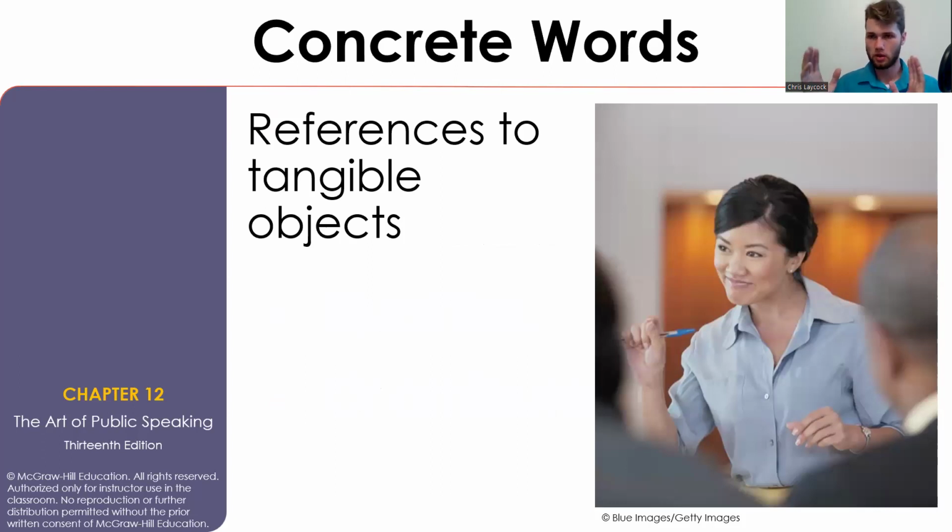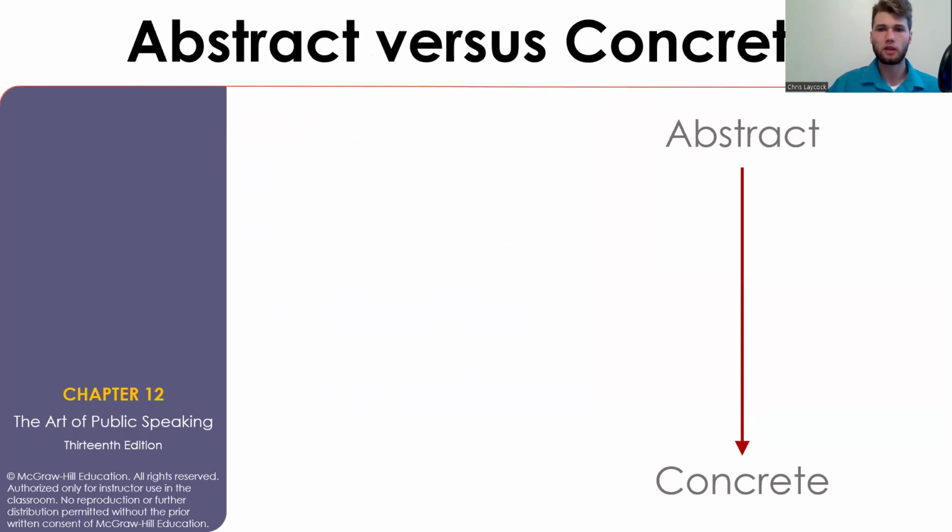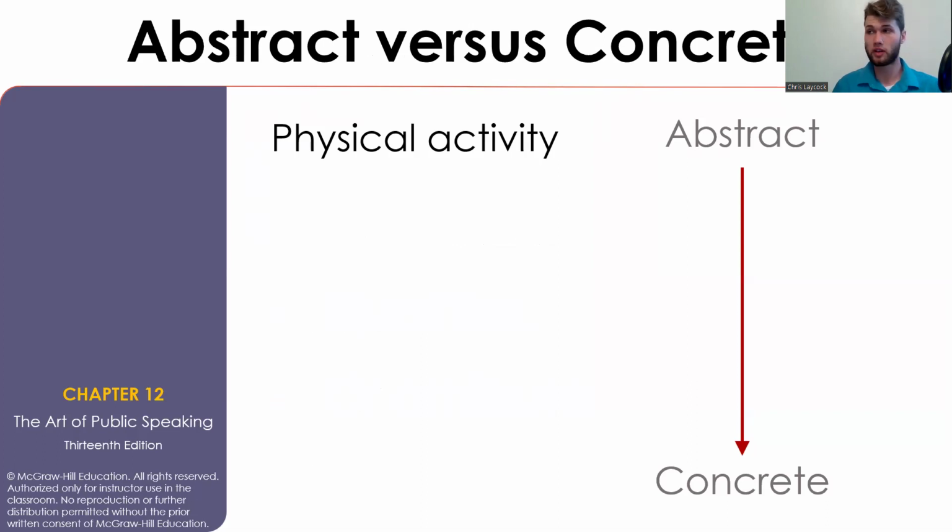Concrete is really getting specific, really narrowing down, and it's no longer just this ambiguous thing we're talking about. So it refers to tangible objects, but it can also just be talking about things more specifically. All right, let me give you an example. We have physical activity, a very abstract concept. It can be running, playing sports, dancing. What is physical activity? Walking, jogging.